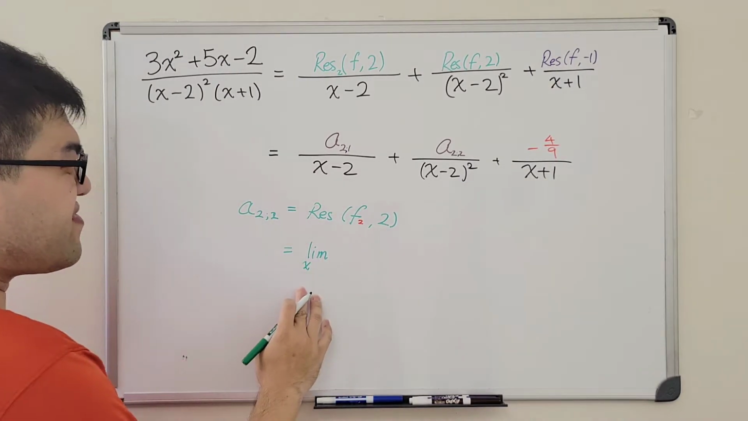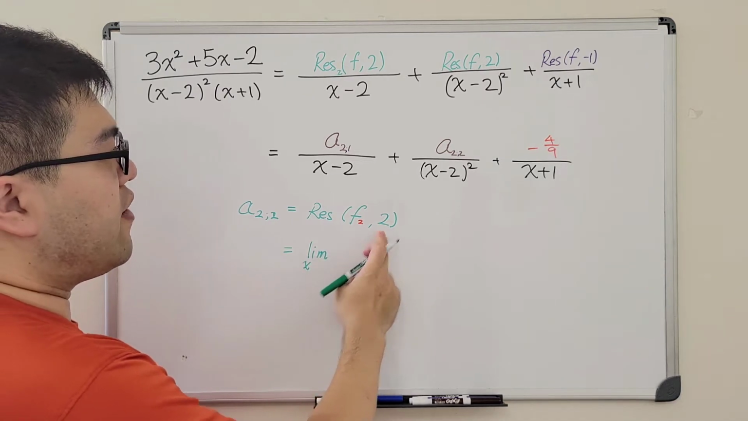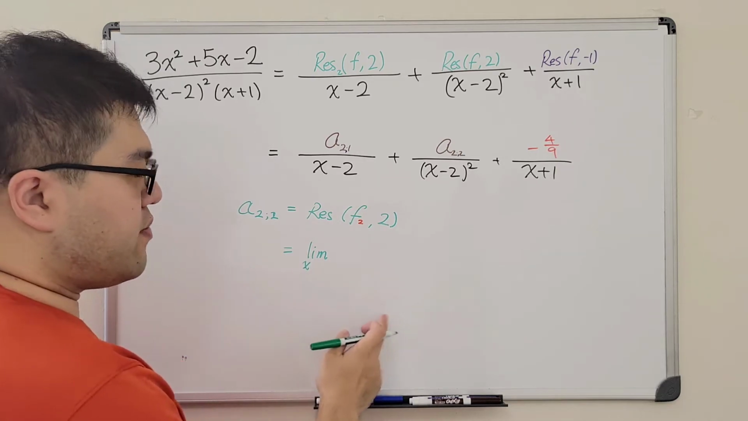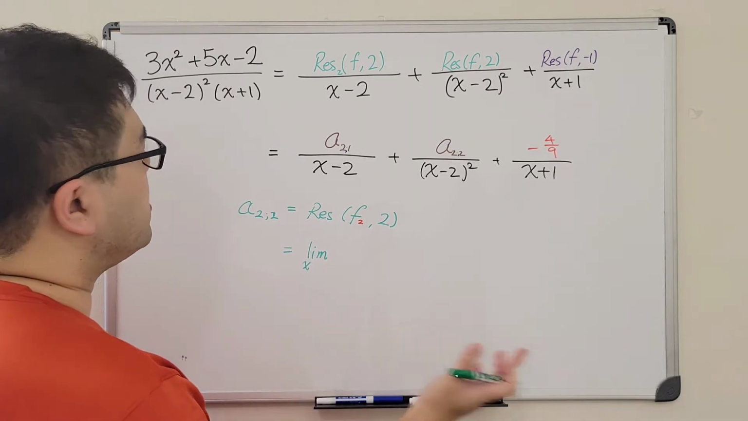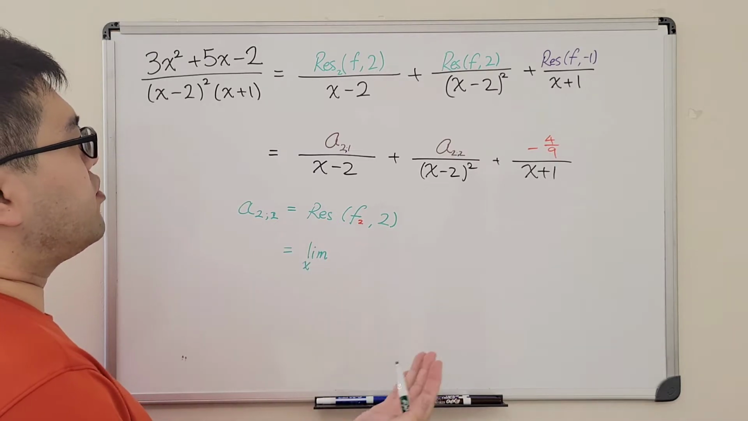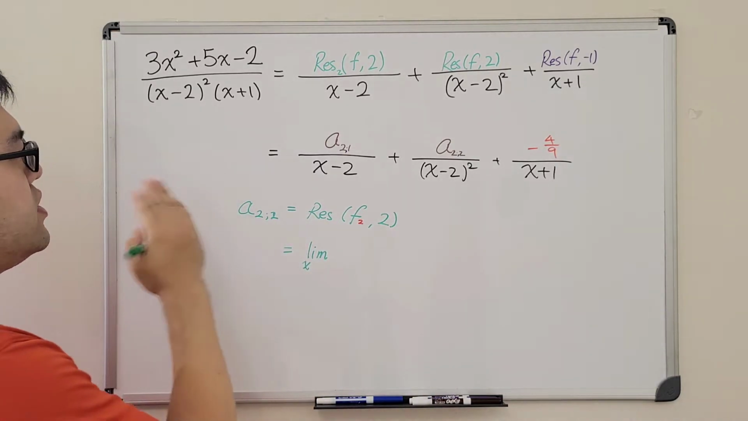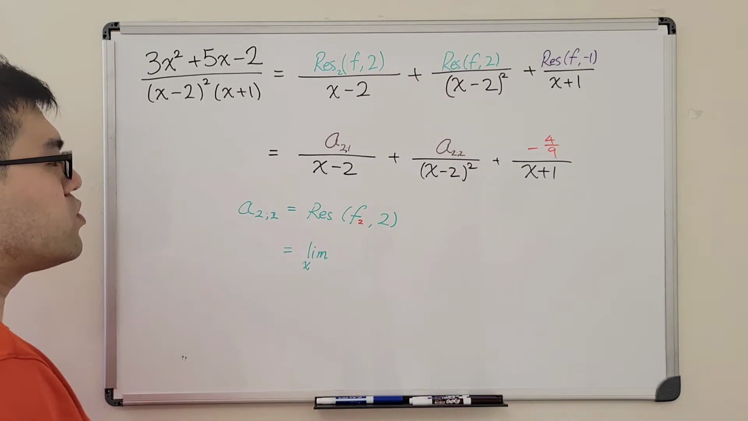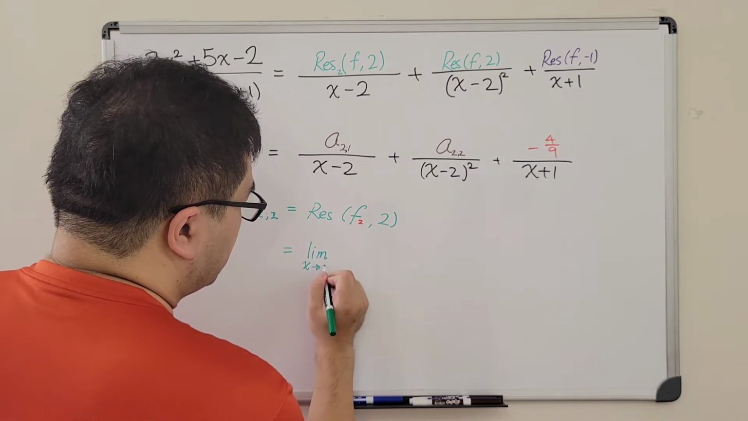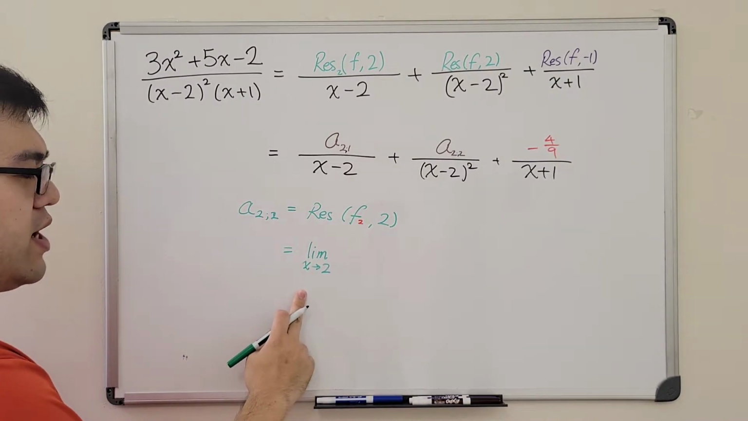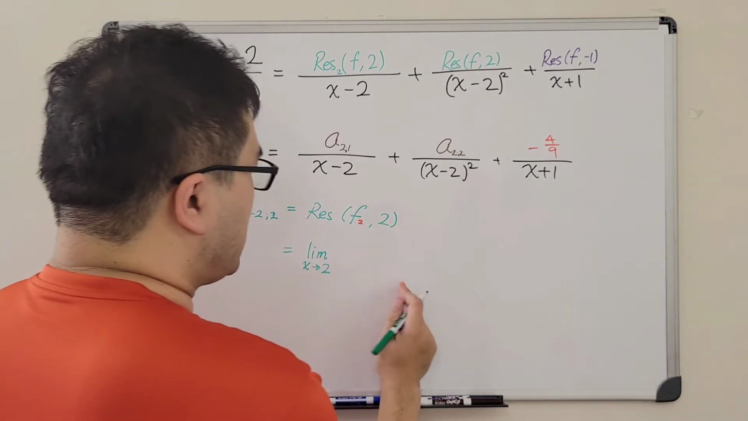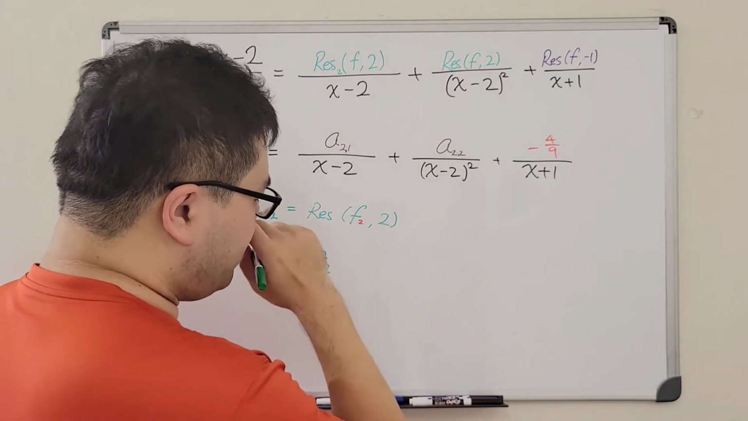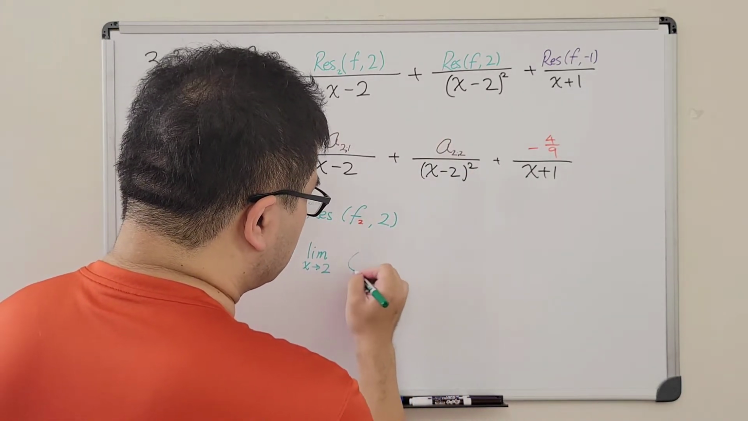And again, since we have x minus 2 in the denominator, it also means that if we take the limit, we're trying to get x approaching 2, so that we'll somehow be able to cancel x minus 2 terms in the denominator and get the remaining part, or the residue of it. So we have the limit when x approaches 2. And then here, for the second term, we actually get this.